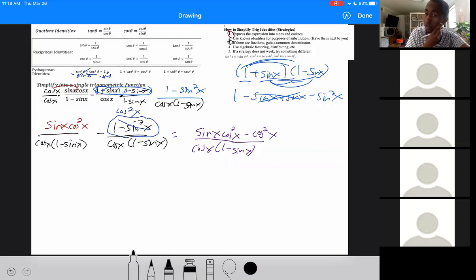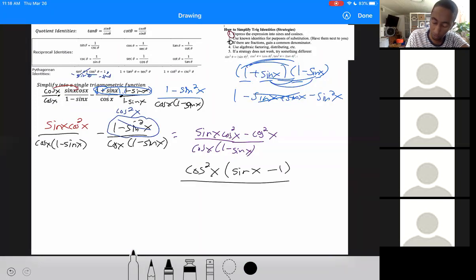Very good. Kelly says factor out cosine of x at the top. So cosine, well, we can actually factor out cosine squared of x, right? If we factor out cosine squared of x, we're going to get sine of x minus what? 1. Okay. And at the bottom, we're going to have cosine of x times 1 minus sine of x. We're getting somewhere. Now what?